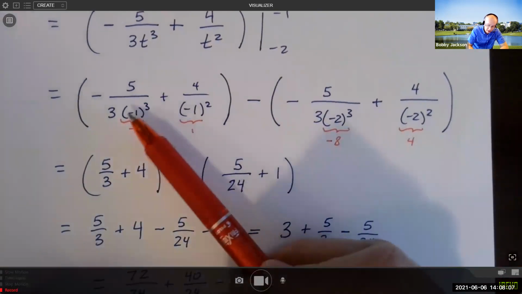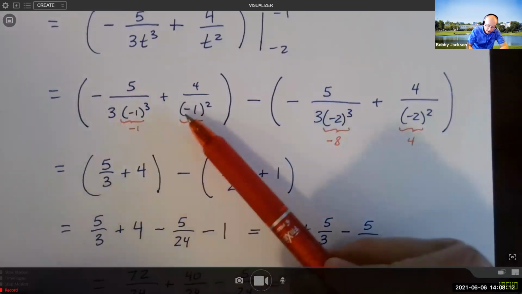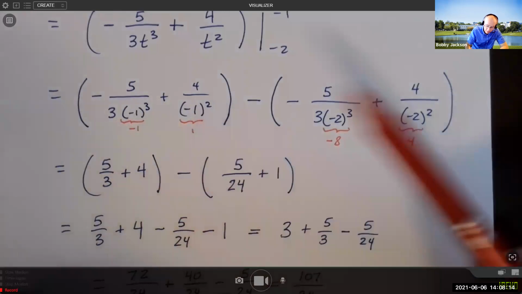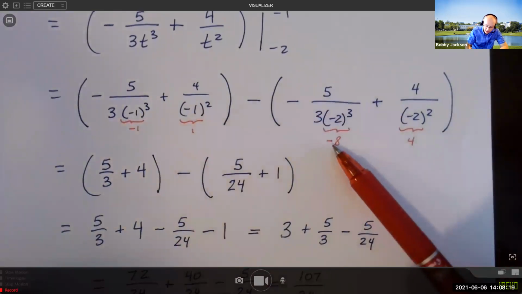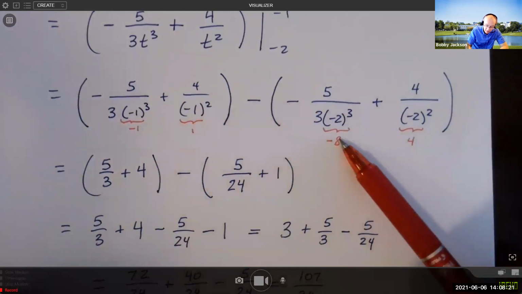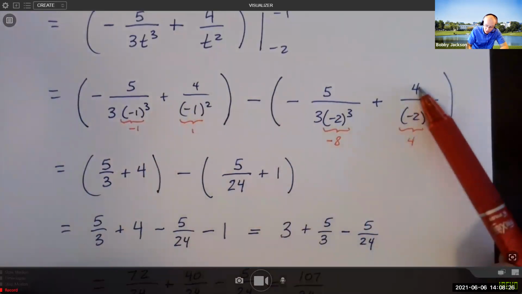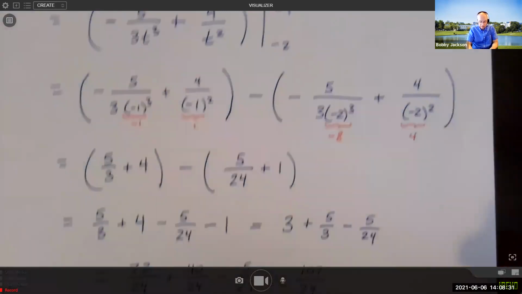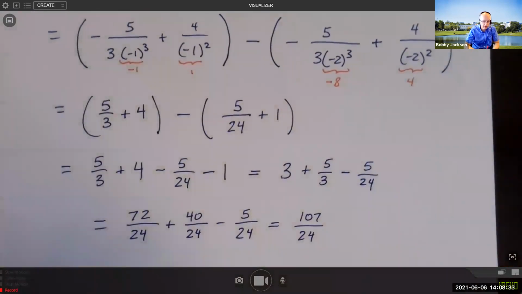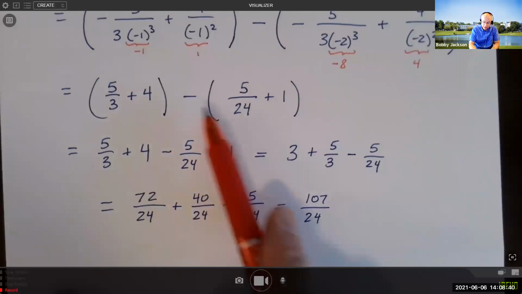So I get here, negative divided by negative is positive, 5 divided by 3 is 5/3. This is 4 divided by 1 is 4. This is 5, and notice the negative here, and divided by negative, so negative divided by negative is positive. 5, 3 times 8, 24, positive 5/24. 4 divided by 4, positive 1. Right? And there's various ways you can evaluate this. I mean, at this stage, you can even use your calculator and use the convert to fraction key, but it's not too bad. If I distribute this negative sign here, negative 5/24 minus 1.